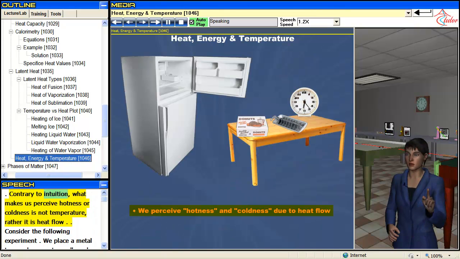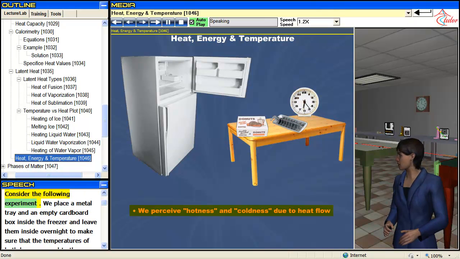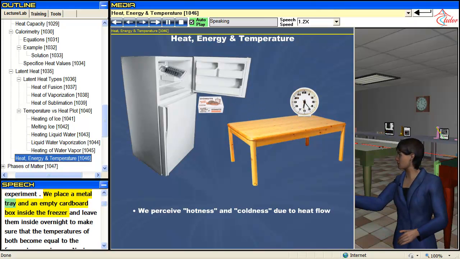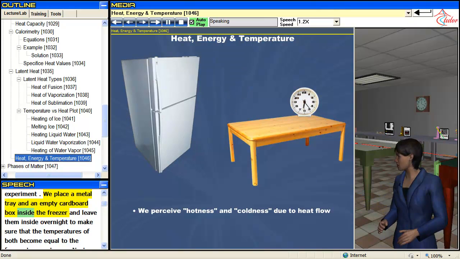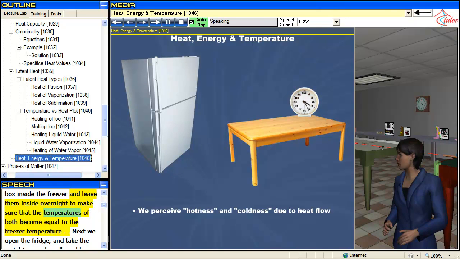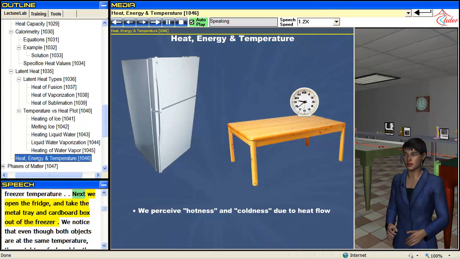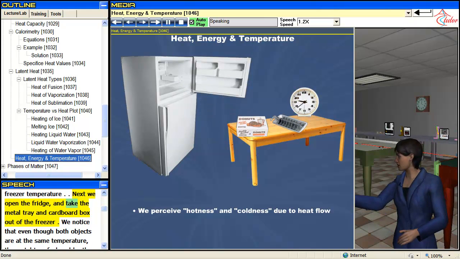Contrary to intuition, what makes us perceive hotness or coldness is not temperature, rather it is heat flow. Consider the following experiment. We place a metal tray and an empty cardboard box inside the freezer, and leave them inside overnight to make sure that the temperatures of both become equal to the freezer temperature. Next we open the freezer, and take the metal tray and cardboard box out of the freezer.